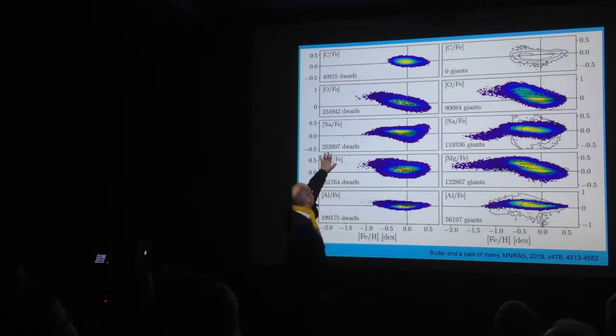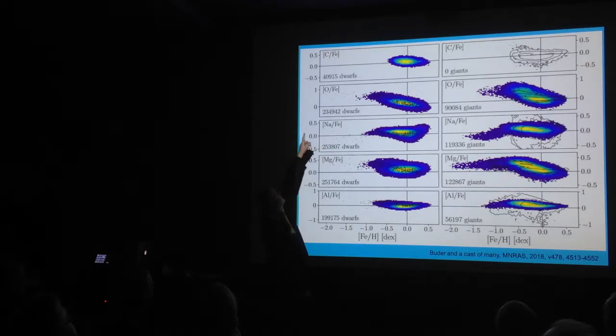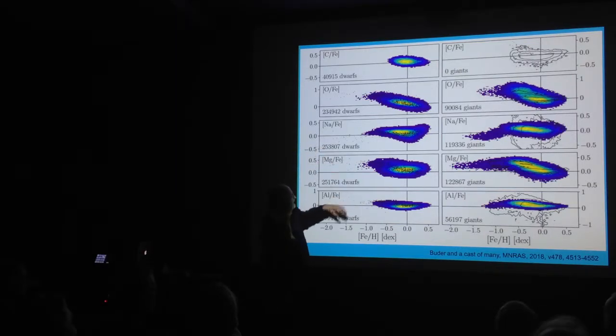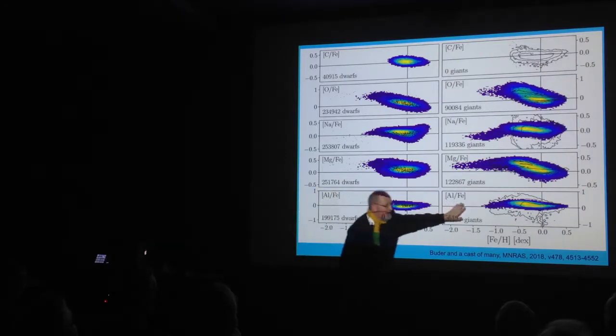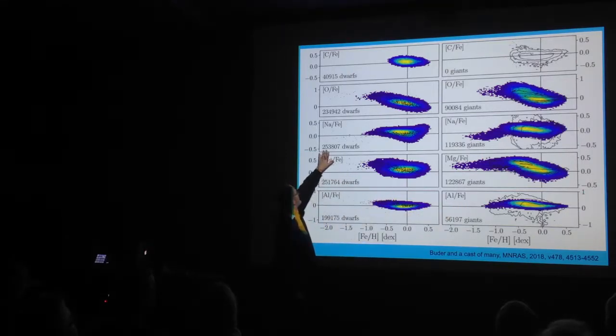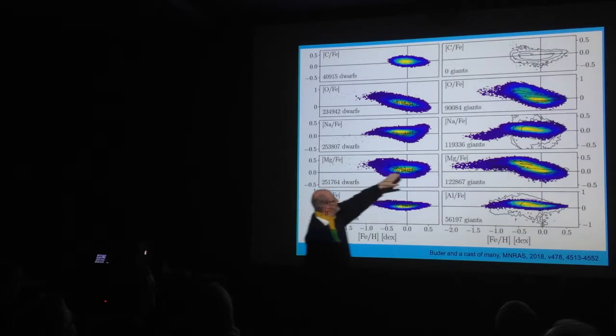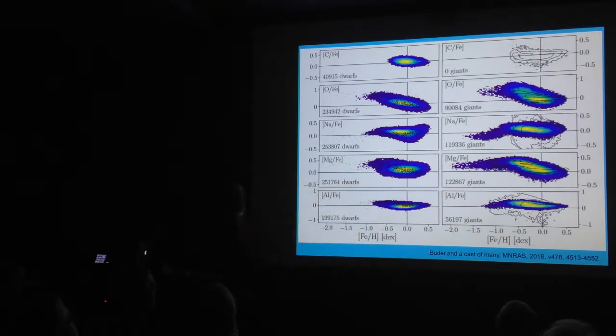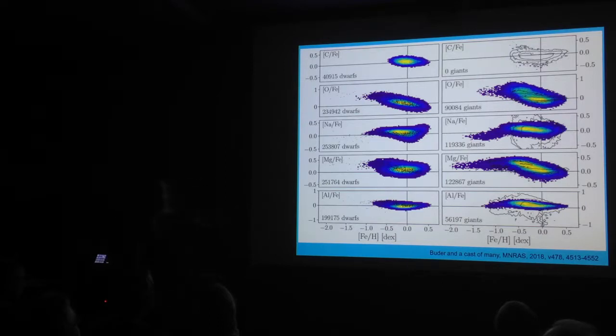So this is the number of dwarfs that we have. I mean, it's different for different elements. So this is carbon, oxygen, sodium, magnesium, aluminium, just a few of the elements, between dwarfs and giants, and 250,000 dwarfs, 120,000 giants, for which we have what we say are good parameters.